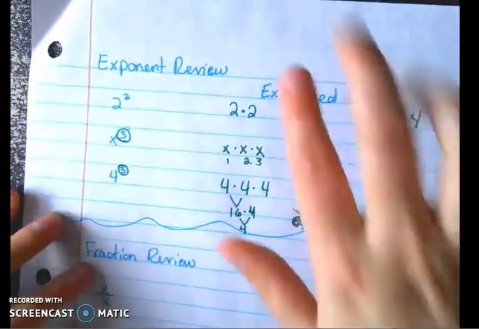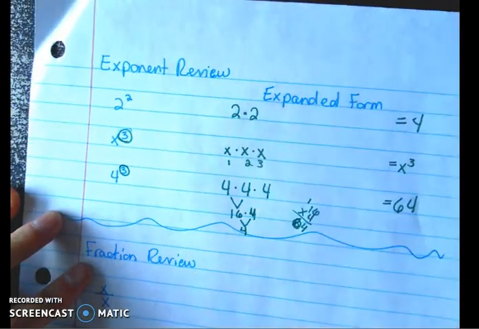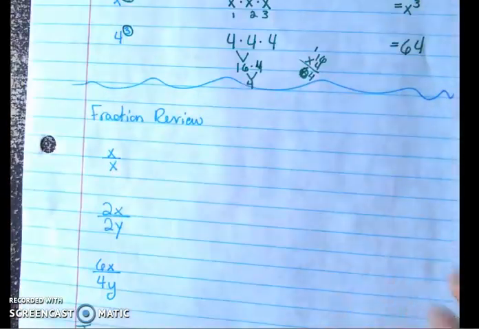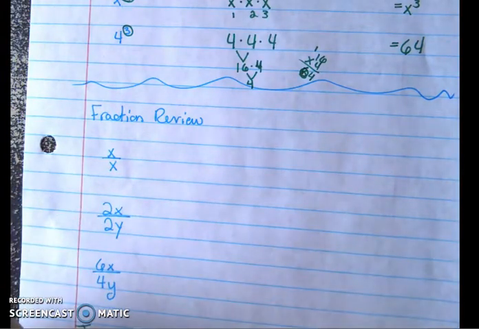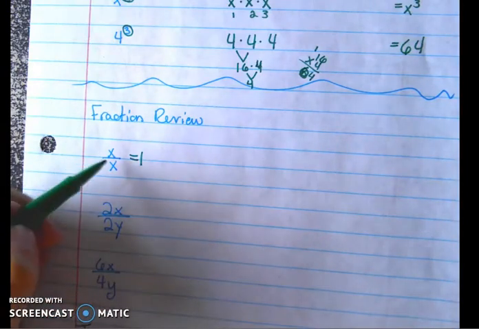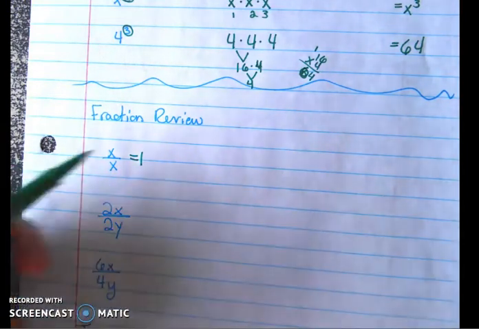Okay, but what I really want you to get from this is what expanded form is, because that's going to really help us when we do our simplifications later. All right, let's talk about fractions. When we have x and we divide it by x, what do we get? We get 1. Okay, this is a way to cancel out or divide to 1 pieces.